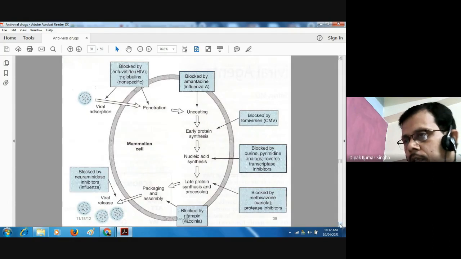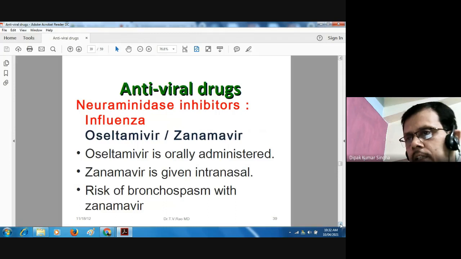Next, neuraminidase inhibitors for influenza, and the risk of bronchospasm in case of zanamivir. So in patients who have some respiratory problem, you can choose an alternative drug. Do not use zanamivir.